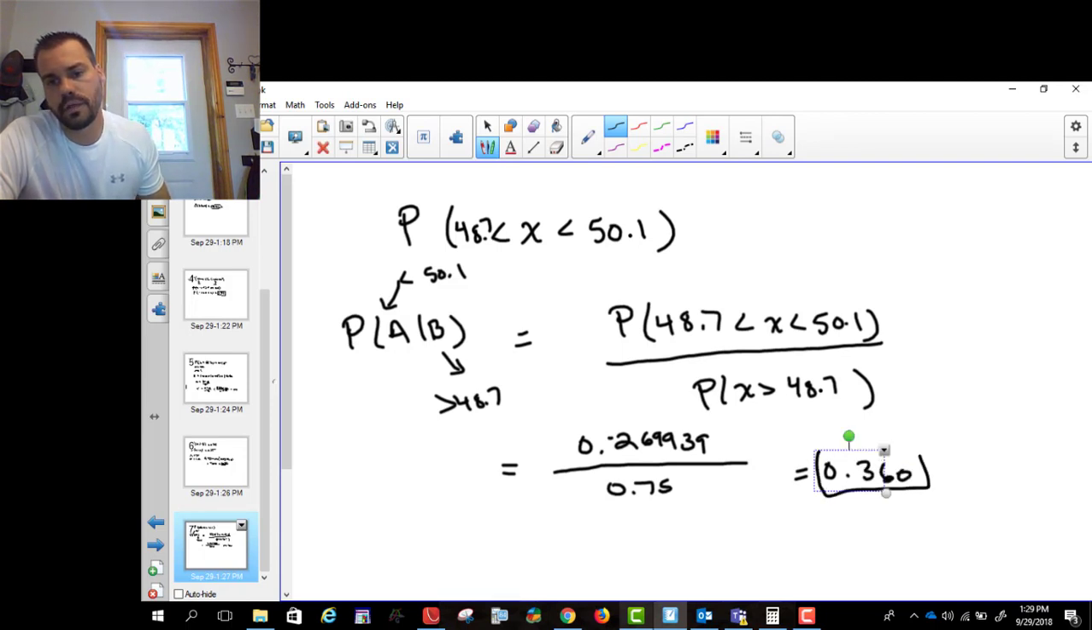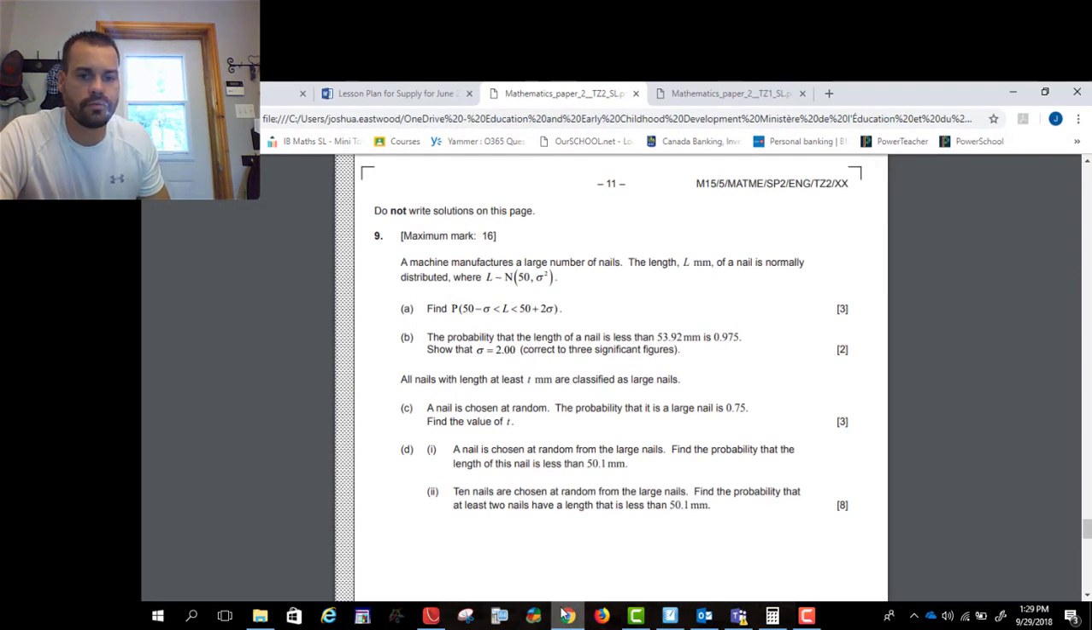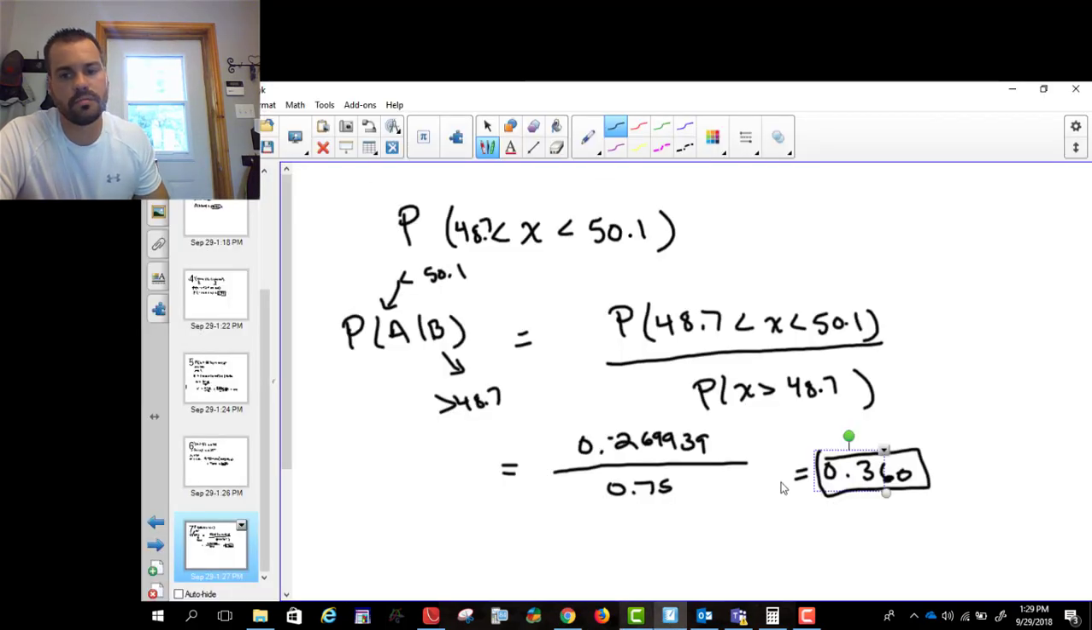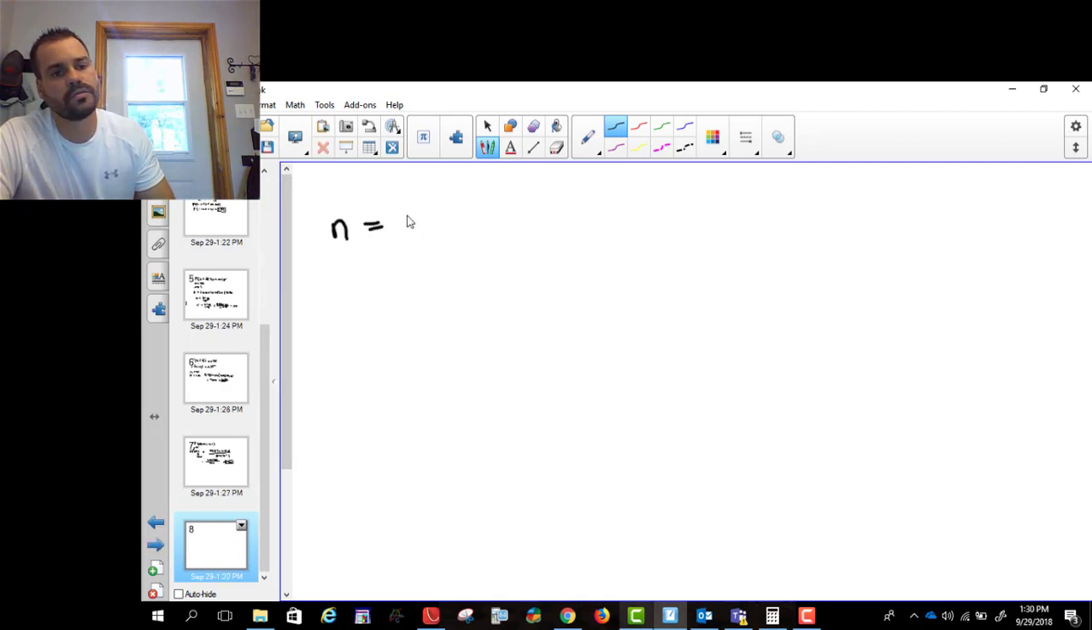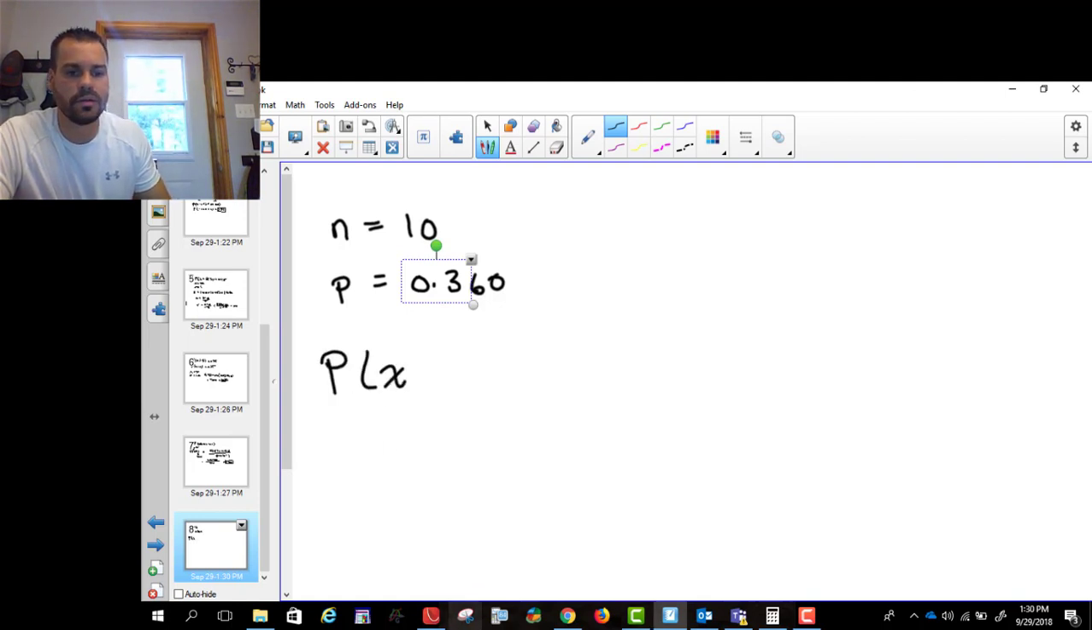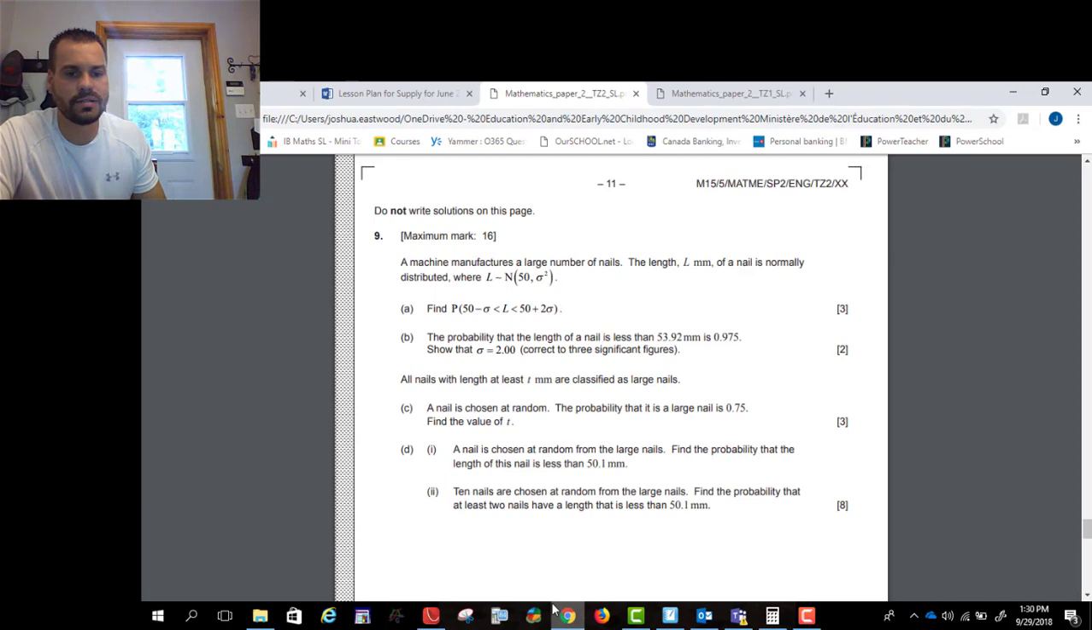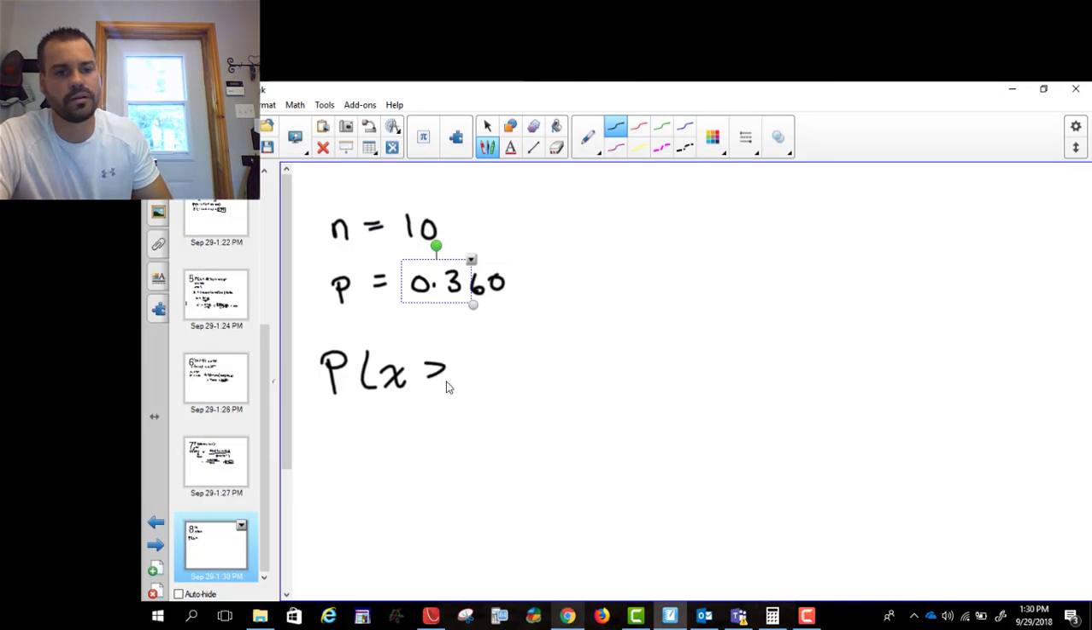All right. And then finally, the last part of this question says, 10 nails are chosen at random from the large nails. Find the probability that at least 2 nails have a length that is less than 50.1. So this probability that we just found becomes our probability of success, but we switch to binomial distributions now. So we've done 10 trials. Our probability of success is 0.360, and we want to know the probability that X is at least 2. So that means that X is greater than or equal to 2.